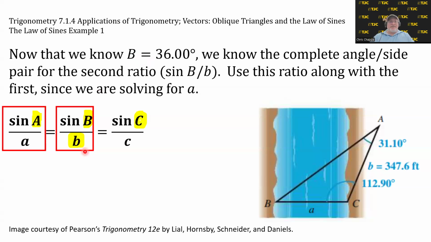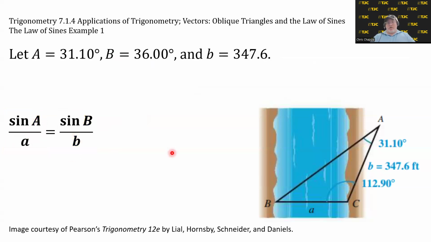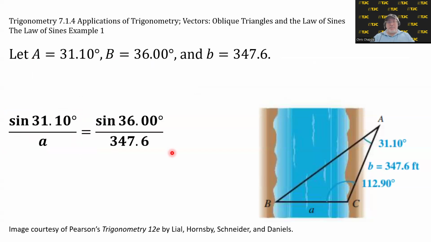And now we know the complete angle side pair for the second ratio, sine of B over B. Use this ratio along with the first one, since we're solving for side A. So in other words, make sure when you set up the law of sines, you know three of the four values. In this case, we found angle B by subtracting the two given angles from 180. And now we just do a little bit of algebra.